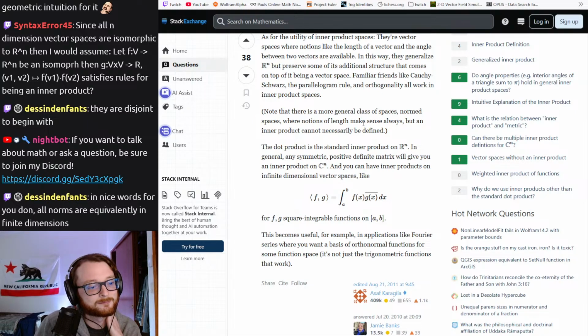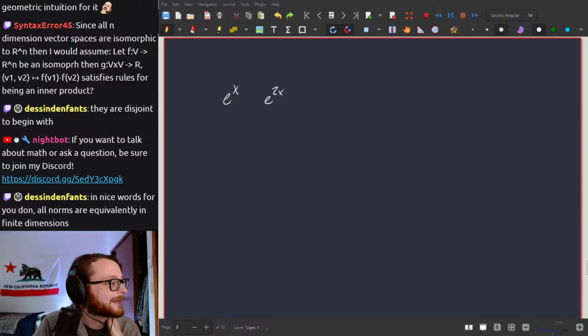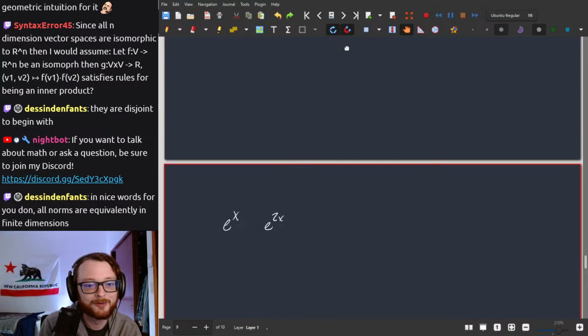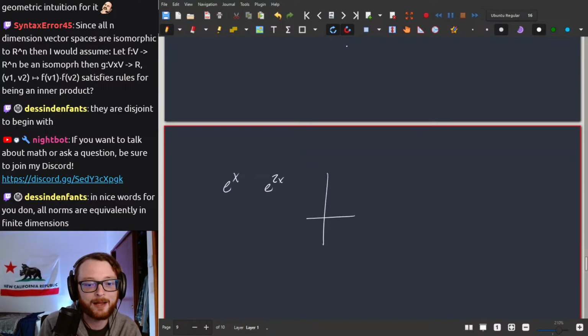In nice words for me, all norms are equivalent in finite dimensions. Okay, I think that's what syntax is saying. So then, if there is a geometric interpretation for those, I would be interested to hear because I can't imagine what that would be. Besides, I guess you could think about the graphs, but I don't know. I think that's kind of lame.